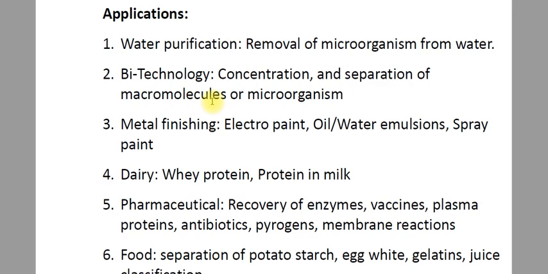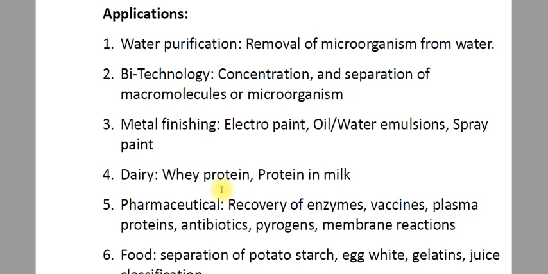Different types of ultrafiltration membranes are widely used in biotechnology labs, at the laboratory level and at the commercial level also. It is also used to separate out microorganisms. If you want to concentrate some type of yeast or bacteria from a solution, you can use the ultrafiltration process. In the metal finishing process, it is used in electropaint, as well as to separate oil-water emulsions. It is used for spray paint also.